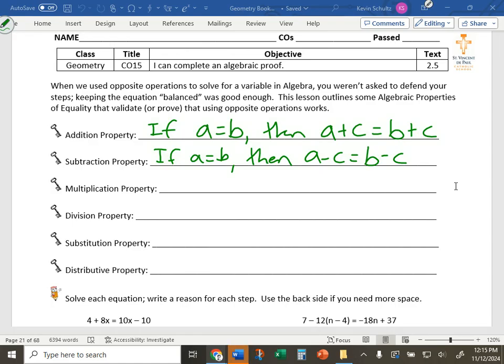Is that the same for the multiplication? Yes. You guessed it. The multiplication property: if A equals B, then A times C will equal B times C. If you have two values that are the same and you multiply both of them by the same thing, they're still going to be the same.